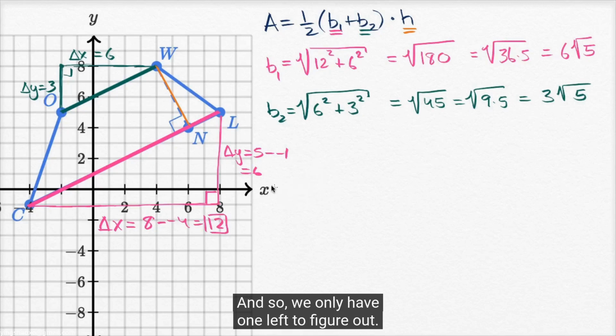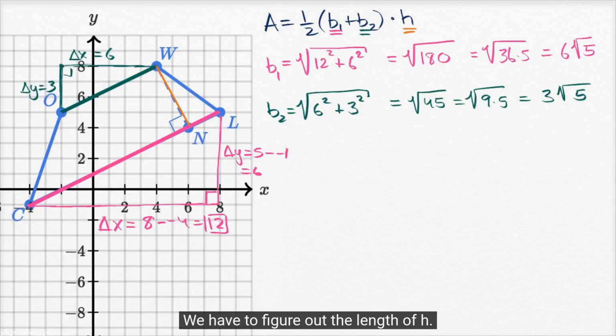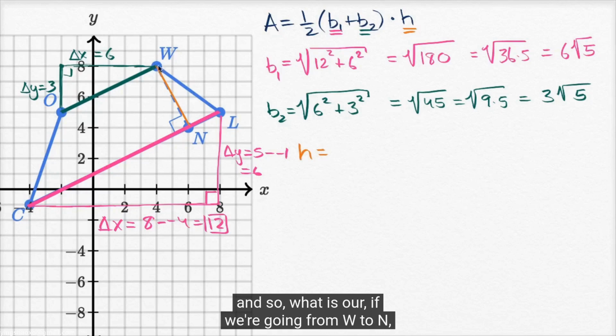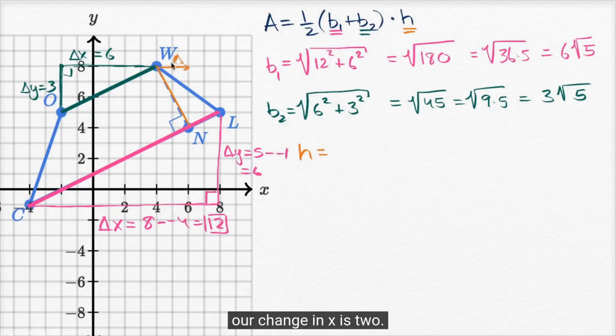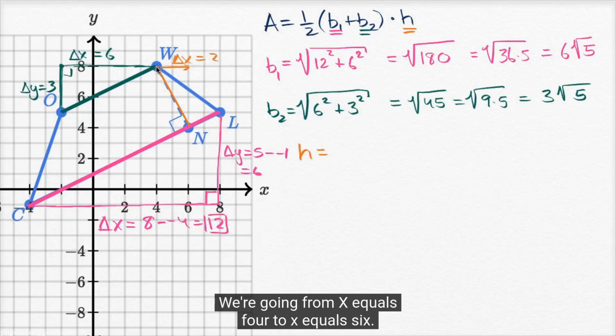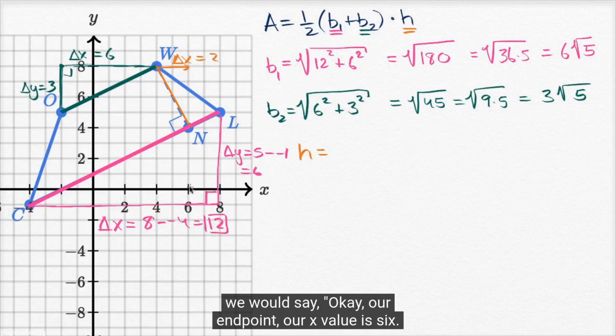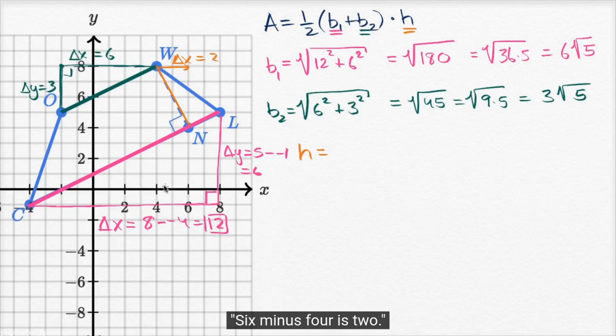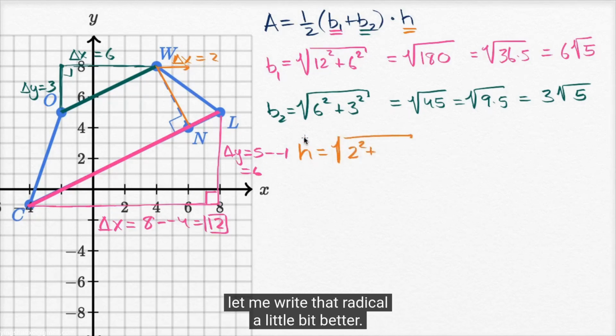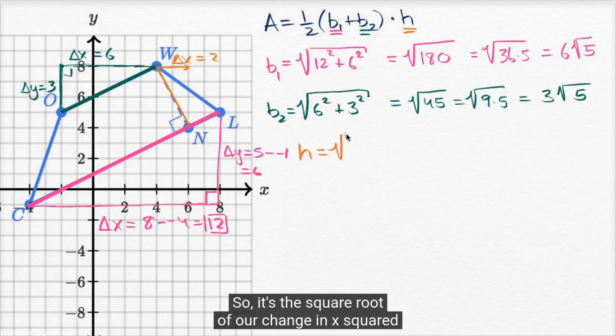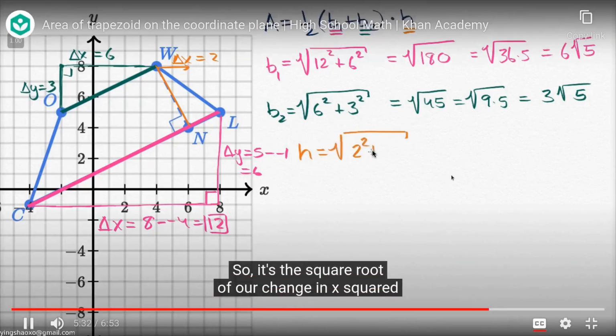And so we only have one left to figure out. We have to figure out h, the length of h. So h is going to be equal to, if we're going from w to n, our change in x is 2. Change in x is equal to 2. We're going from x equals 4 to x equals 6. If you wanted to do that purely numerically, you would say, okay, our end point, our x value is 6, our starting point, our x value is 4. 6 minus 4 is 2. You see that visually here. So it's going to be the square root of 2 squared plus our, let me write that radical a little bit better. So it's the square root of our change in x squared.